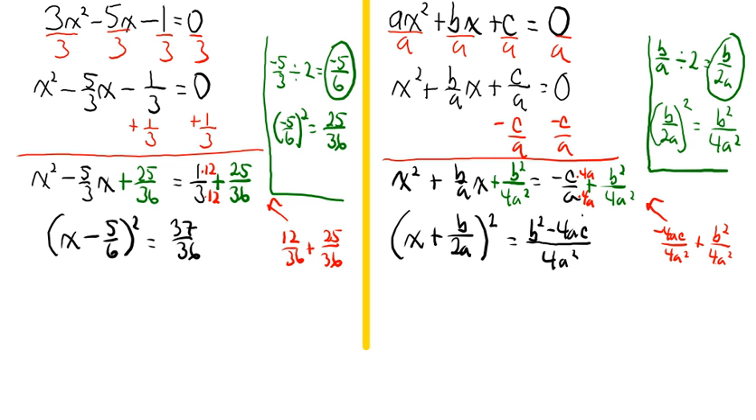Next thing we do is we take the square root of both sides. I take the square root of the left side and the square root of the right side. And the square root cancels out the square, so I just get x minus 5/6. Does the square root of 37 come out to a nice answer?